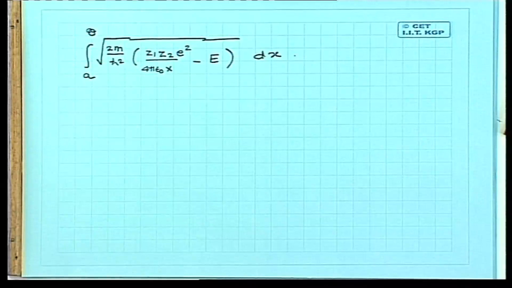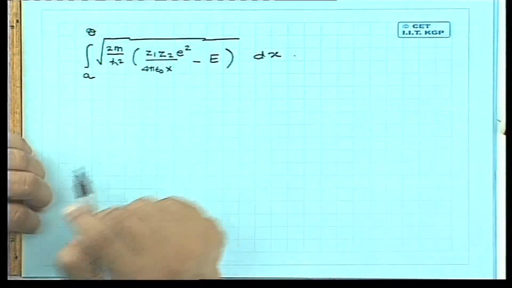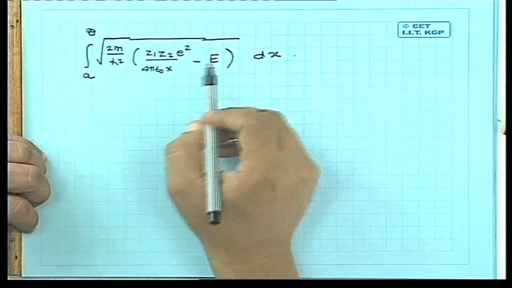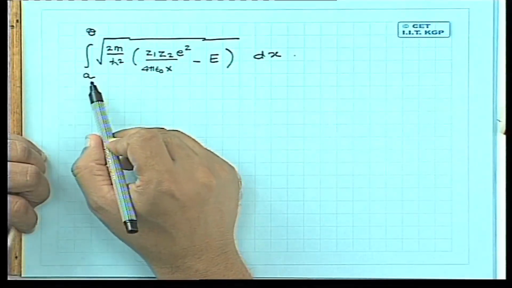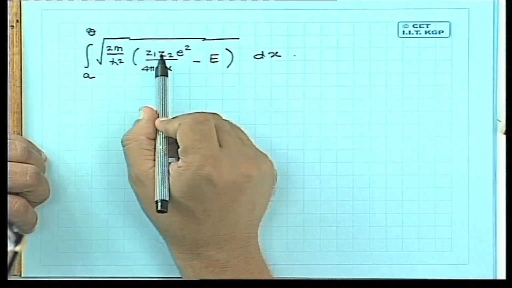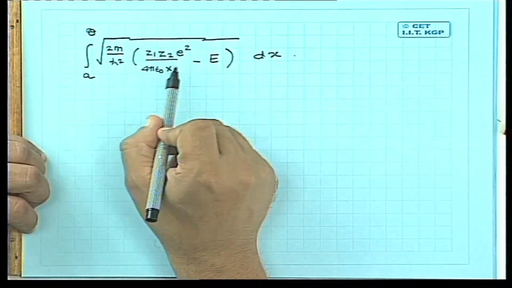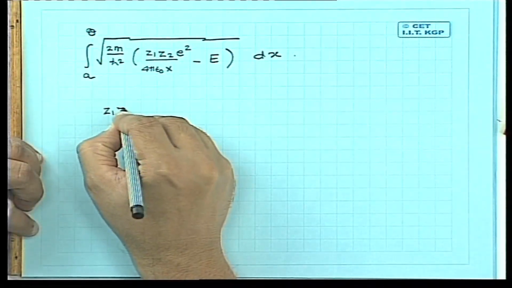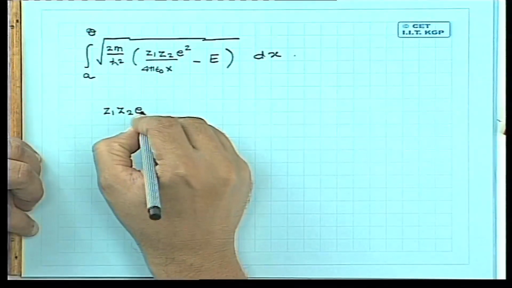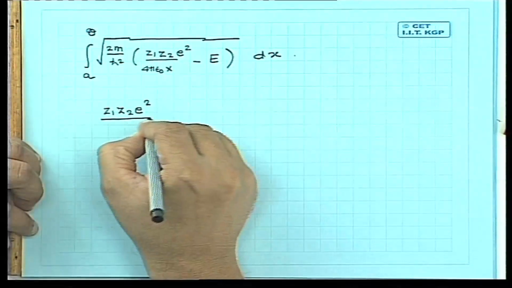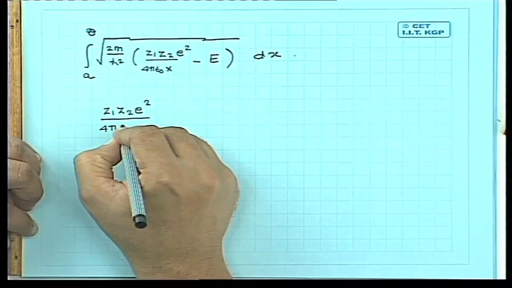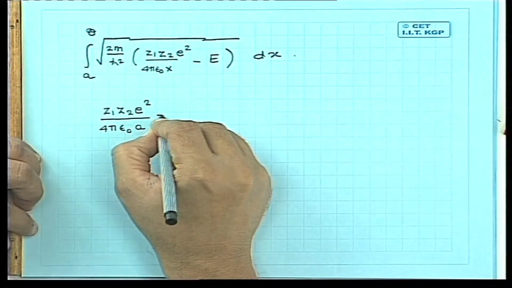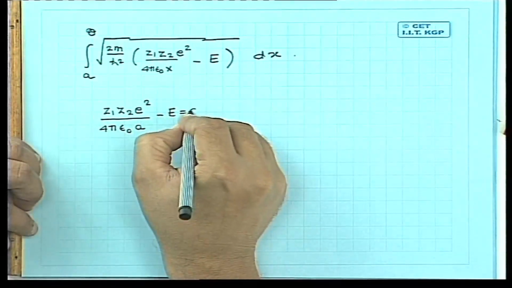Okay. And let us also determine the classical turning point. The classical turning point, the point a, is the point where the energy is equal to this potential. So the classical turning point is where z1 z2 e squared by 4 pi epsilon a minus E is equal to 0.